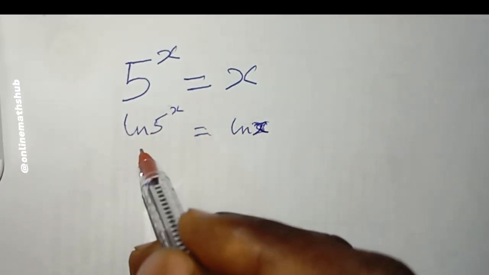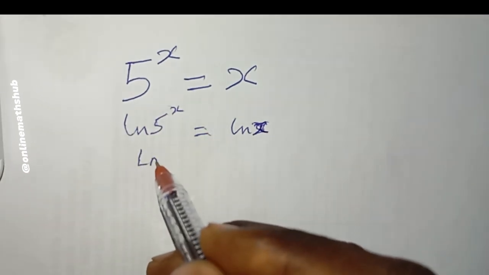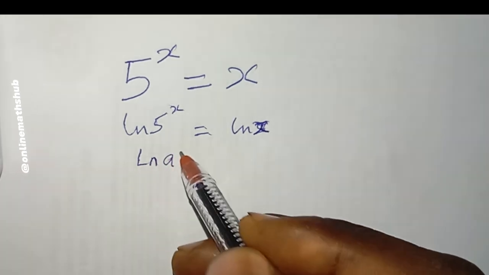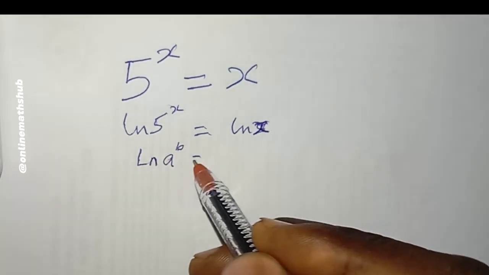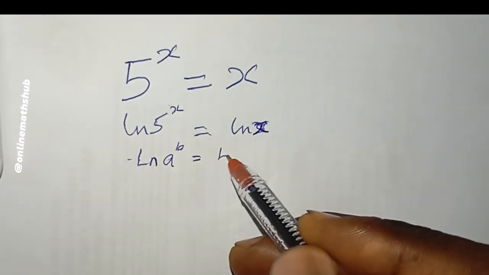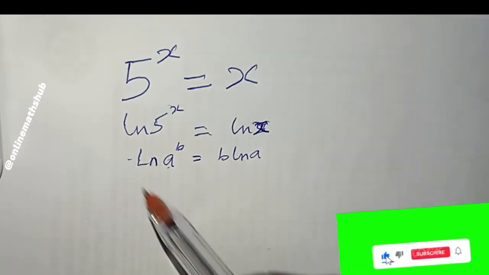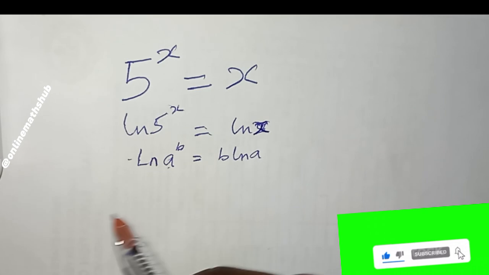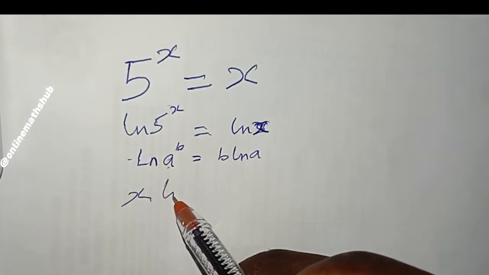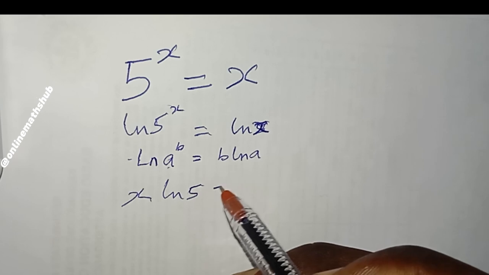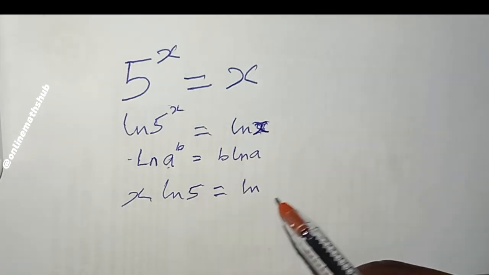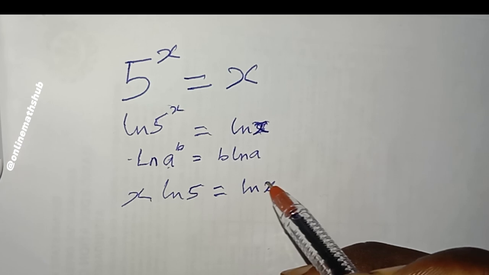One of the properties of a natural log: if you have natural log of a base b, you can bring down this b, and then you have b multiplied by the natural log of a. If I apply that here, this equation now changes to x multiplied by the natural log of 5 is equal to the natural log of x.